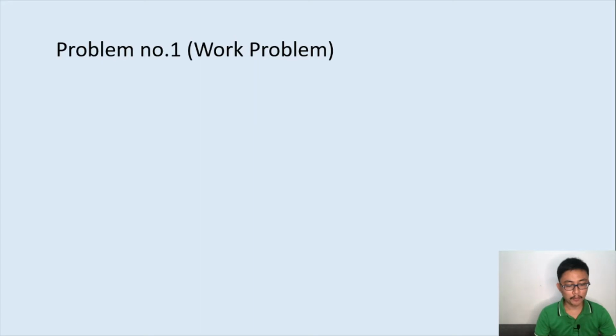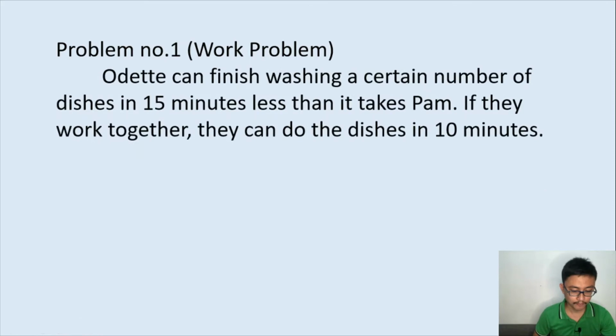Problem number 1, something to do with work problem. Odette can finish washing a certain number of dishes in 15 minutes, less than it takes Pam. If they work together, they can do the dishes in 10 minutes.